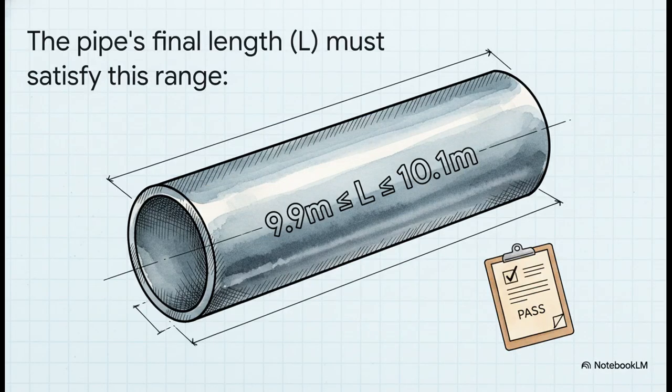So what does that actually mean for the pipe that comes off the assembly line? It means its final length, we'll call it L, has to fall within a very specific range. It's okay if it's 9.9 meters, and it's okay if it's 10.1 meters, but it can't be any shorter or any longer. And would you look at that? That's a real-life inequality sandwich. This isn't some abstract math problem. This is a core principle in things like engineering and quality control.